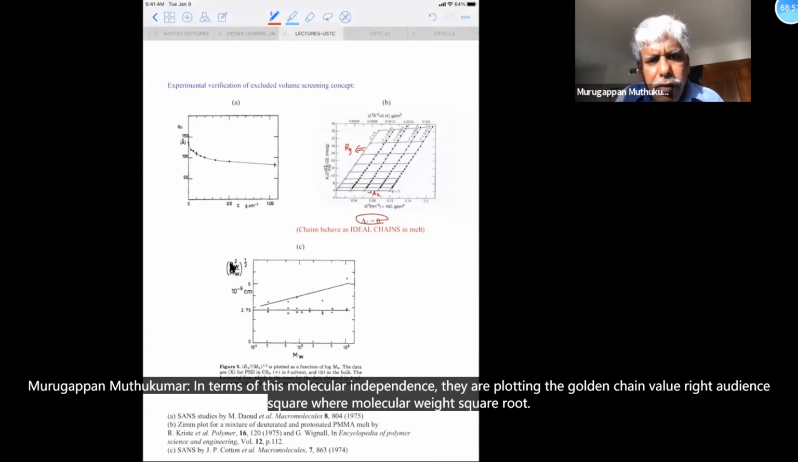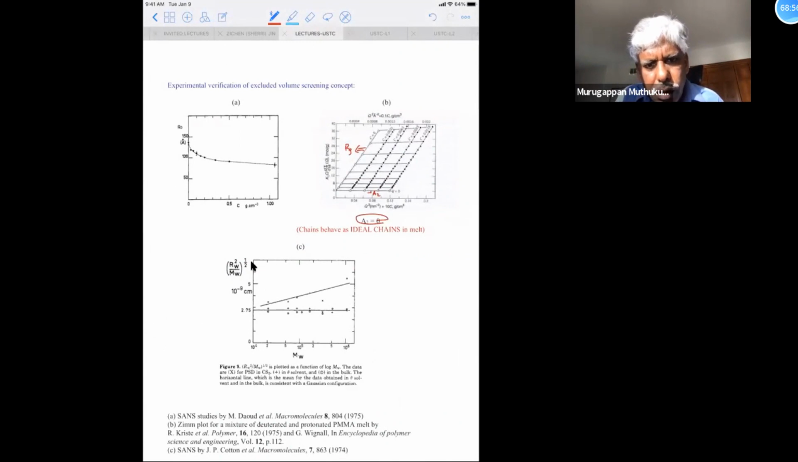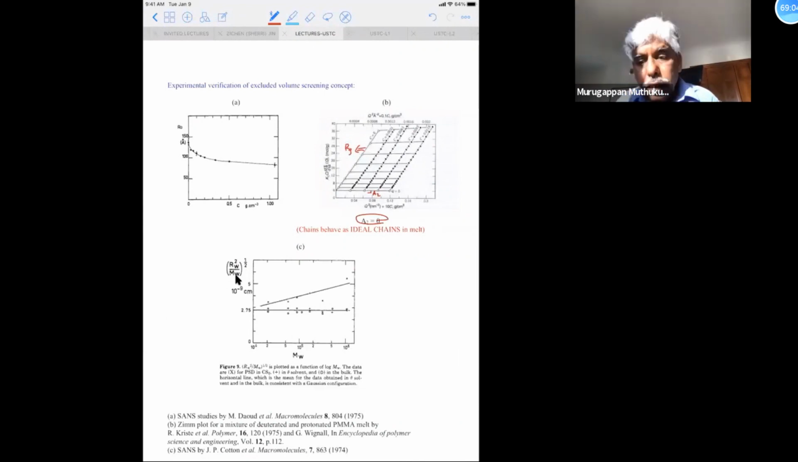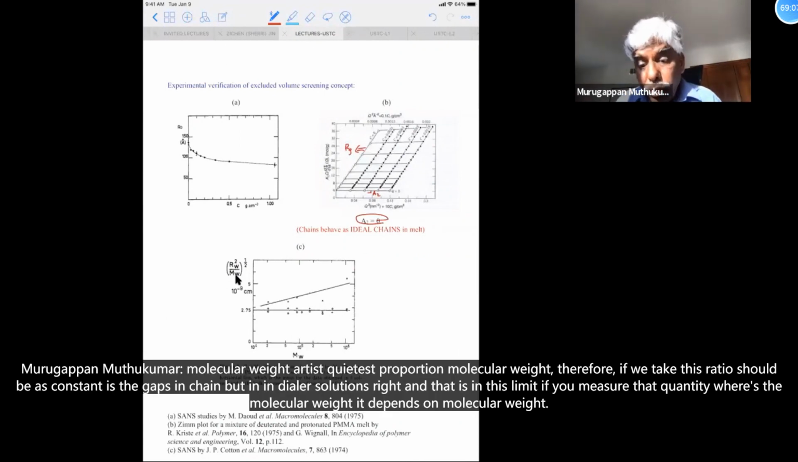They are plotting the Gaussian chain value, right? Rg squared by molecular weight. So if it's a Gaussian chain, this should be a number. Rg is proportional to the square root of molecular weight, so Rg squared is proportional to molecular weight. Therefore, if you take this ratio, it should be constant if it's a Gaussian chain. But in dilute solutions, in this limit, if you measure that quantity versus molecular weight, it depends on molecular weight.